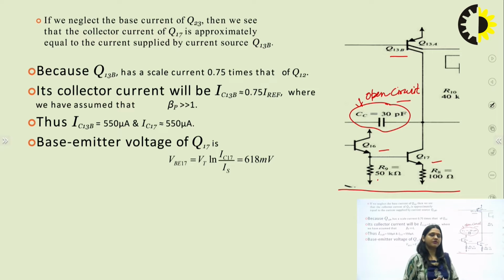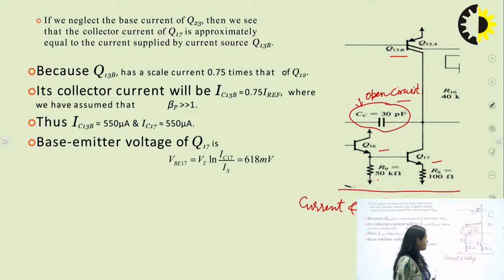First you should know the meaning of DC analysis. To do the DC analysis, we have to calculate the DC current and DC voltage at all the nodes of the second stage. For Q16 we have to calculate the operating point, like current and voltage. So, for Q16 I have to calculate IC16, for Q13B I have to calculate IC13B, and for Q17 I have to calculate IC17.